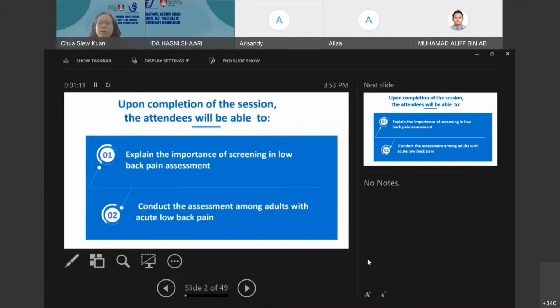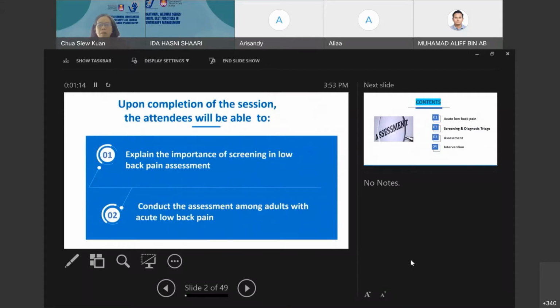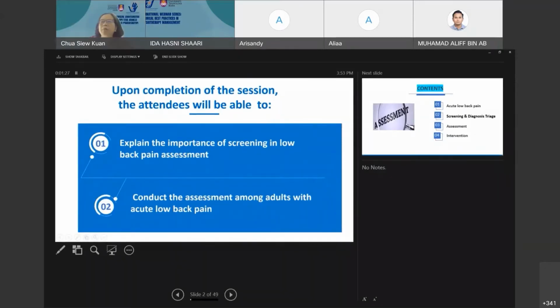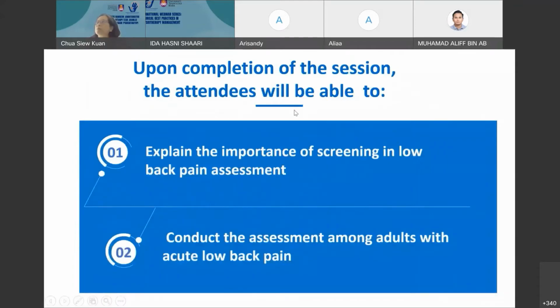Dr. Chua, can I help once more, because the slideshow is not working and it only shows one slide for the presenter. Can we switch to duplicate slideshow? Click the same display setting button as just now. Yes, now it is in presentation mode. Okay, Dr. Chua, all the best.